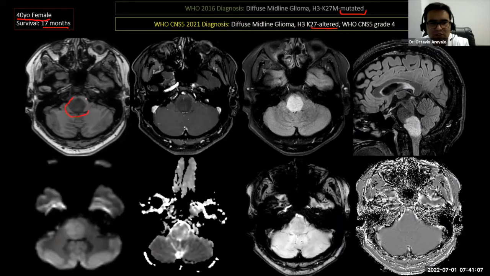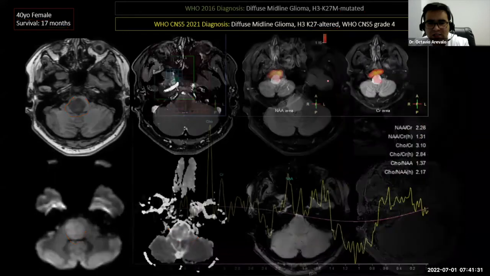in the pontomedullary junction. There is no enhancement, and you see that the pons is just like a victim here, because the tumor is primarily located in the medulla oblongata here. And you see that this has a mild restricted diffusion due to the hypercellularity, but there is no hemorrhage or enhancement whatsoever. This is what a diffuse midline glioma looks like in the medulla oblongata.